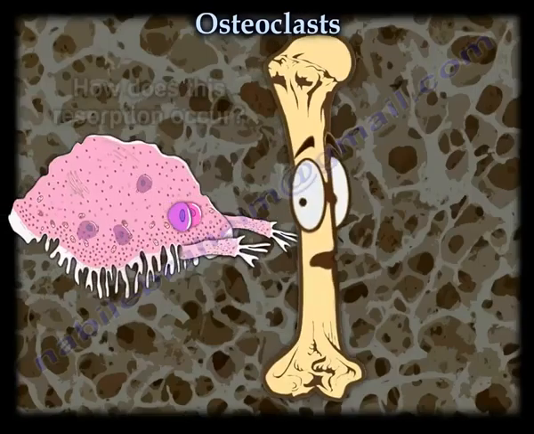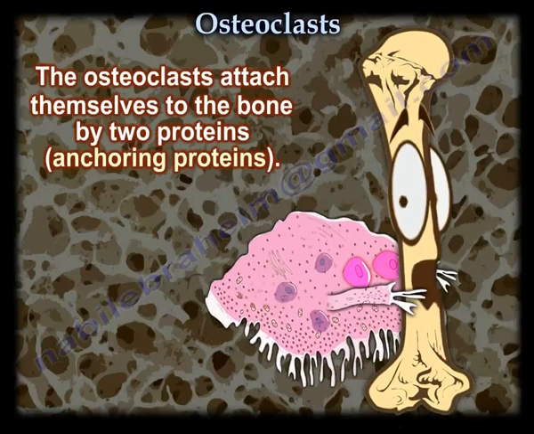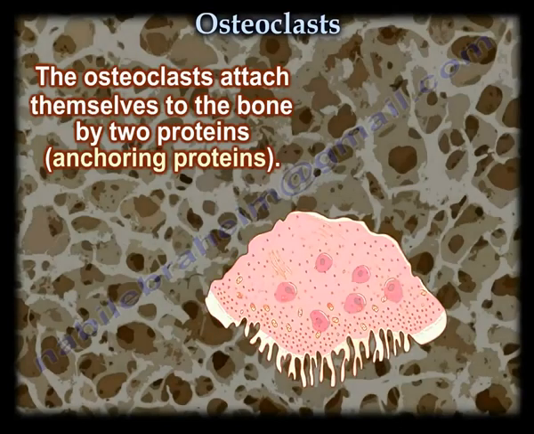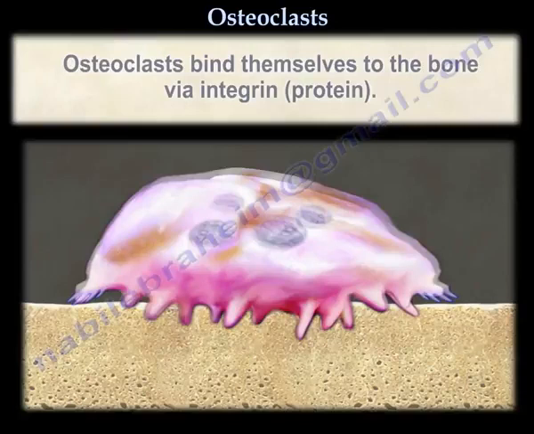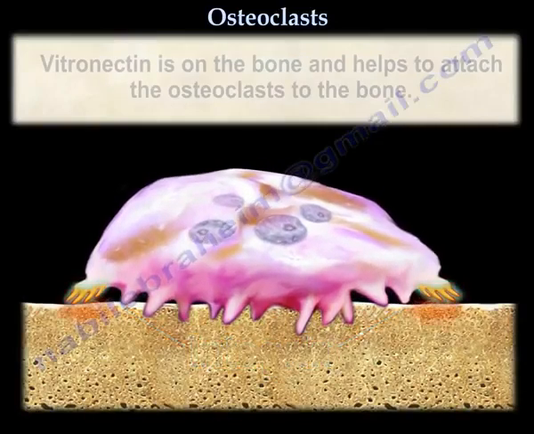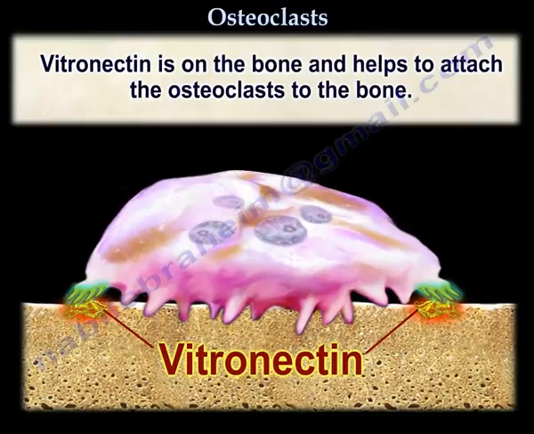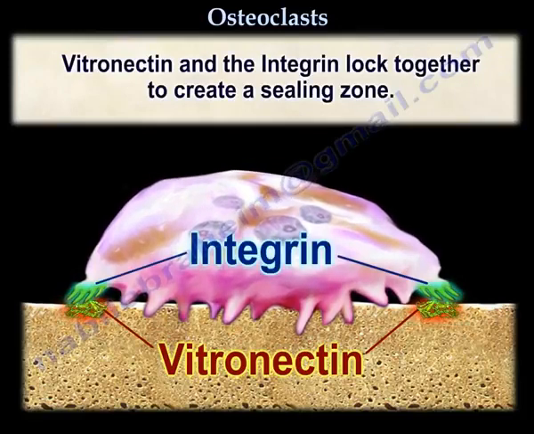So how does this resorption occur? The osteoclast attaches to the bone by two proteins, anchoring proteins. The integrin is on the osteoclast and the vitronectin is on the bone. The integrin and the vitronectin lock to each other, creating a sealing zone.